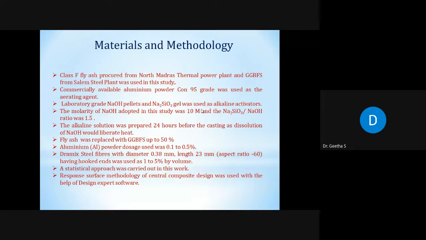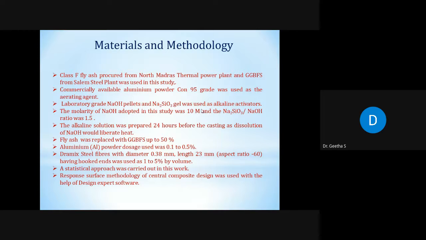I've taken class F fly ash that I get from the local power plant here, and the aluminium powder that I've used is a commercially available CON 95 grade. I've given the details in the paper, and the chemical composition of the material is given in the forthcoming slides. As I've told, for the alkaline activators I've used sodium hydroxide pellets and sodium silicate. These are laboratory grade chemicals. I've not gone into a lot of work in finding out the molarity of the sodium hydroxide and the alkaline activator solution, because I have done a lot of work on it and published many papers. So I have just taken the optimum combination as 10 molar sodium hydroxide, and the sodium silicate to sodium hydroxide ratio I fixed as 1.0, because I have many other parameters to vary in this particular study.